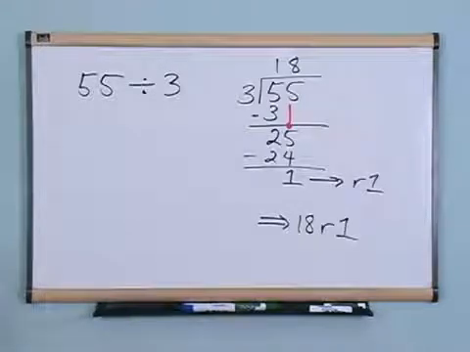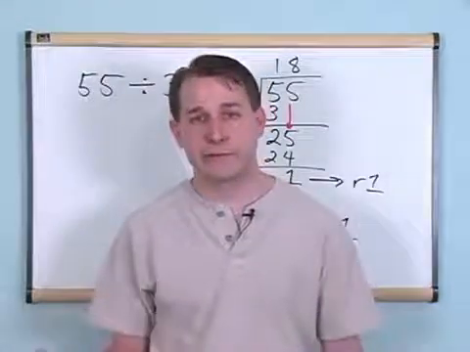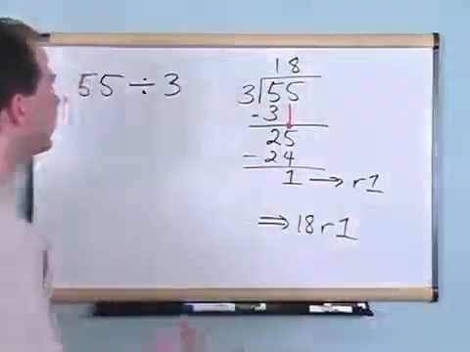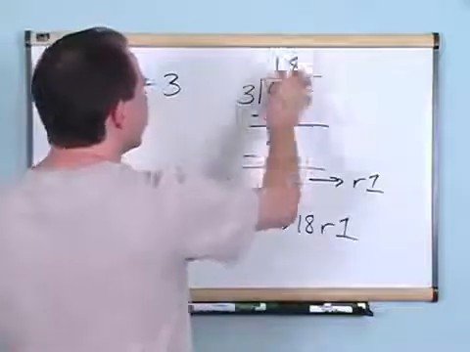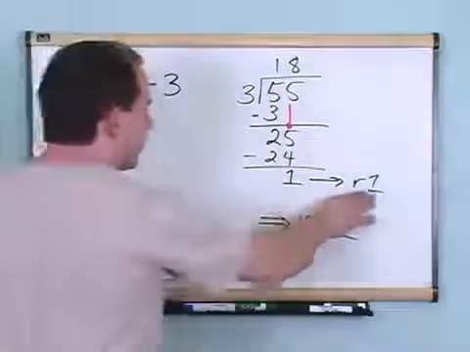Now, I also want to point out briefly that with every single one of these problems, you can check your answer. Okay? You can check your answer to every single one of them. Because what did we say before? What this number up here is telling you is kind of like 3 times what number is going to give you 55. That's kind of what we did. And we also have a remainder out here.